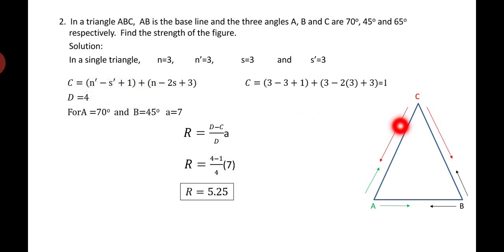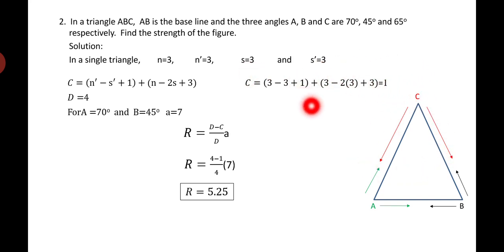S dash, see, all three stations are occupied, because all three stations' angles are given, which means all three stations are occupied. If they had given only two stations' angles, then only two stations would be occupied, if the third station's angle is not given. If the angle is given, then definitely they have occupied that station. Then n is the number of sides of a triangle, three sides. Then S is the total number of stations, three stations.